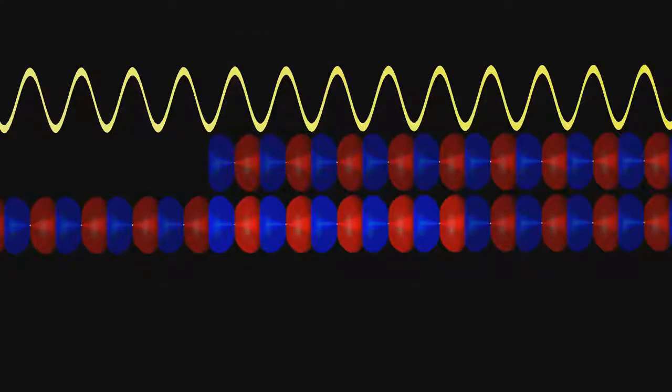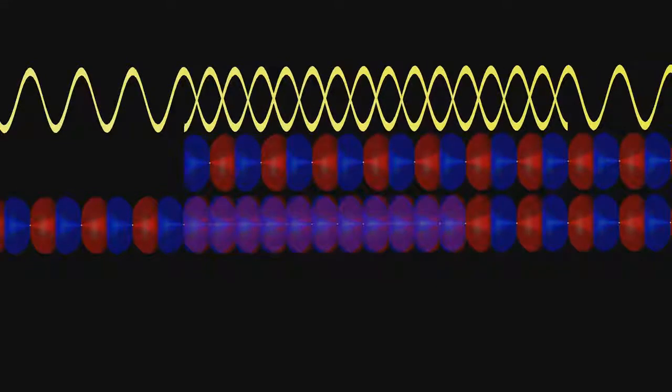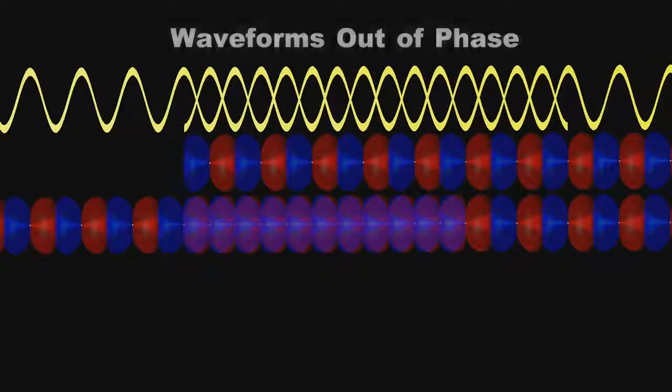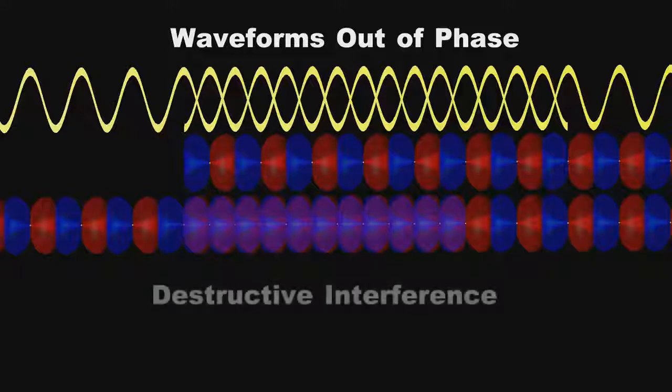When the photon fields overlap out of phase, the fields of opposite polarity line up with each other, and the energy flow of the red field cancels out the energy flow of the blue field. This results in no energy going to the overlapping photons, and they therefore emit no light. In other words, both photons go out when they line up out of phase. This is referred to as destructive interference.